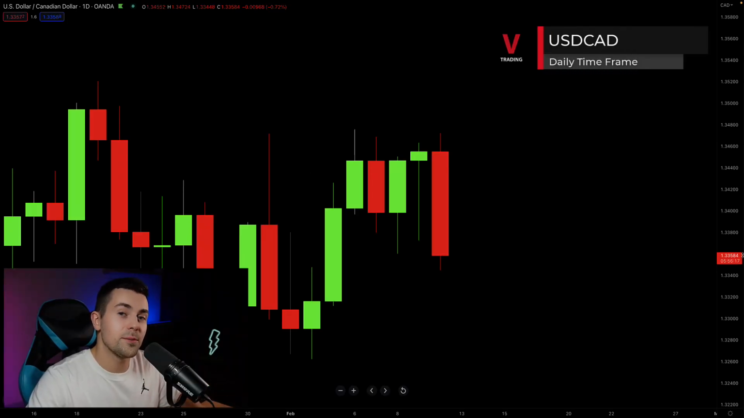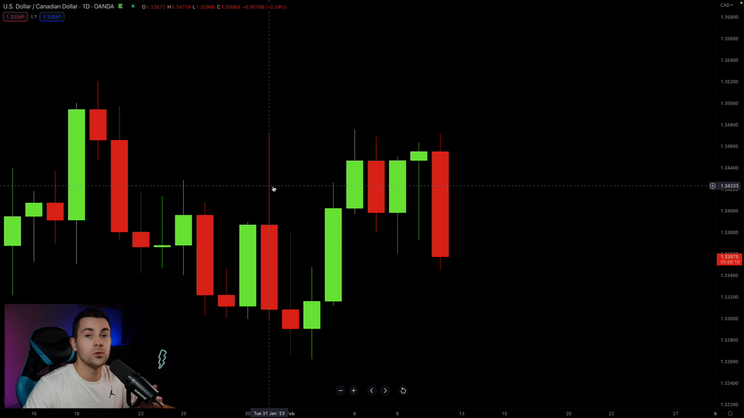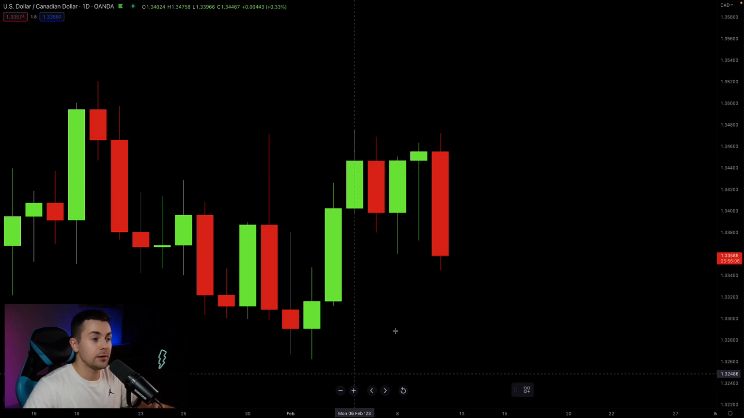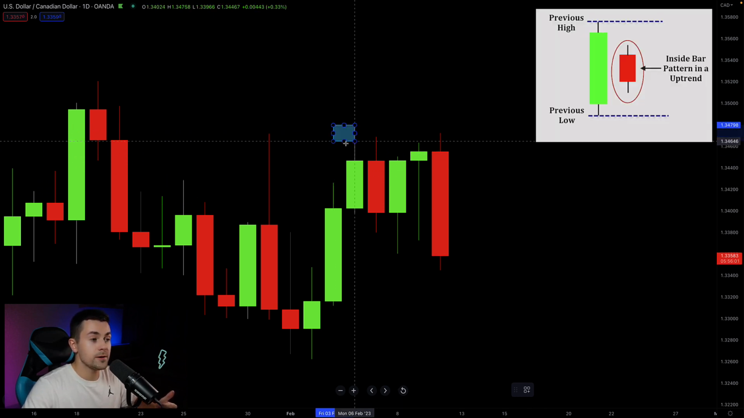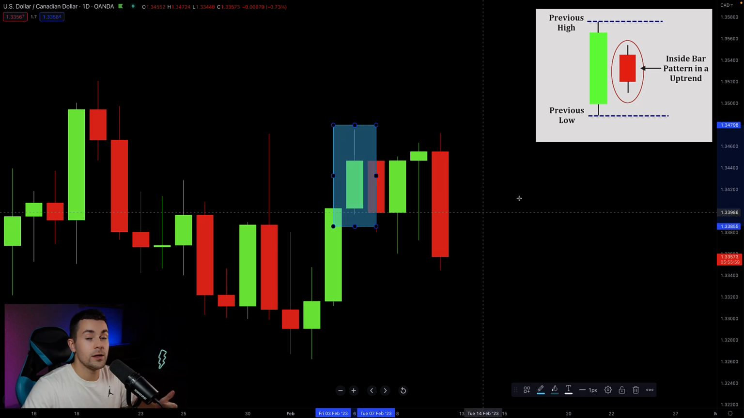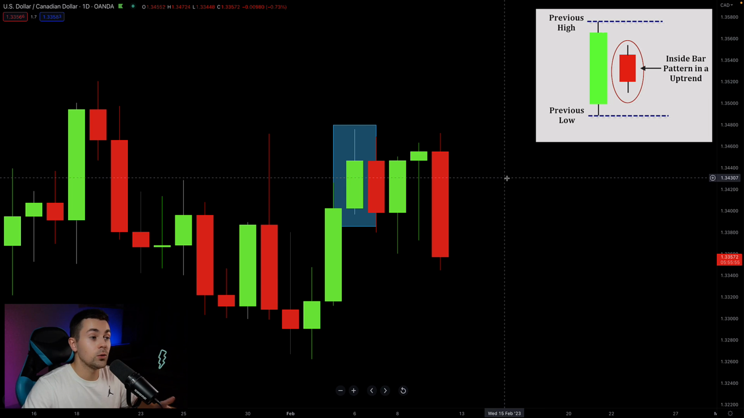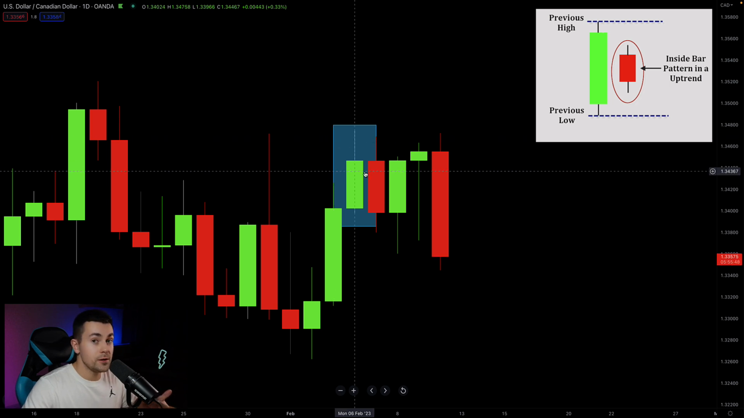The first candlestick pattern formation that we'll discuss is called the inside bar. And that pattern is spotted here on dollar CAD pair on a daily time frame. This pattern consists of two very important elements. The first element is a strong candle. It can be either a bullish or bearish candle with a relatively wide range. And such a candle is called the mother's bar.